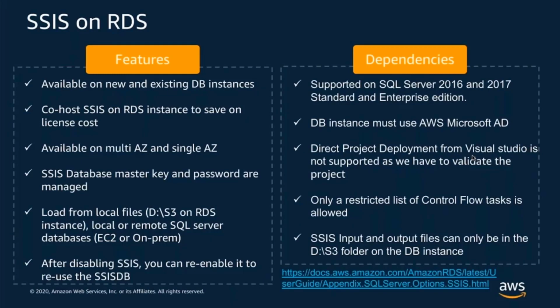Amazon RDS on SQL Server supports running SSIS directly on an RDS DB instance. You can enable SSIS on an existing or a new DB instance. With the RDS service, you can load from local files, or local or remote SQL Server databases, which could be on EC2 or on-premises. SSIS is supported on SQL Server 2016 and 2017 Standard and Enterprise editions. The database instance must use AWS Managed Microsoft AD. For more details on the dependencies and the features, please refer to the link shown below.